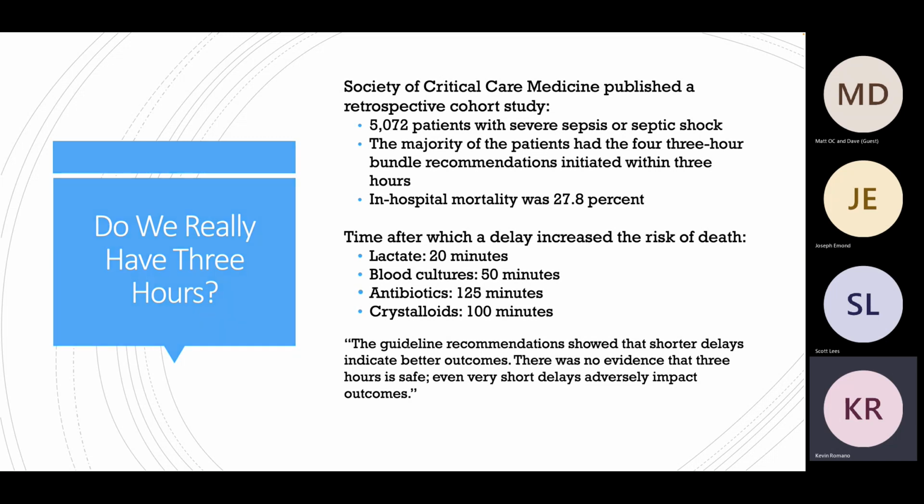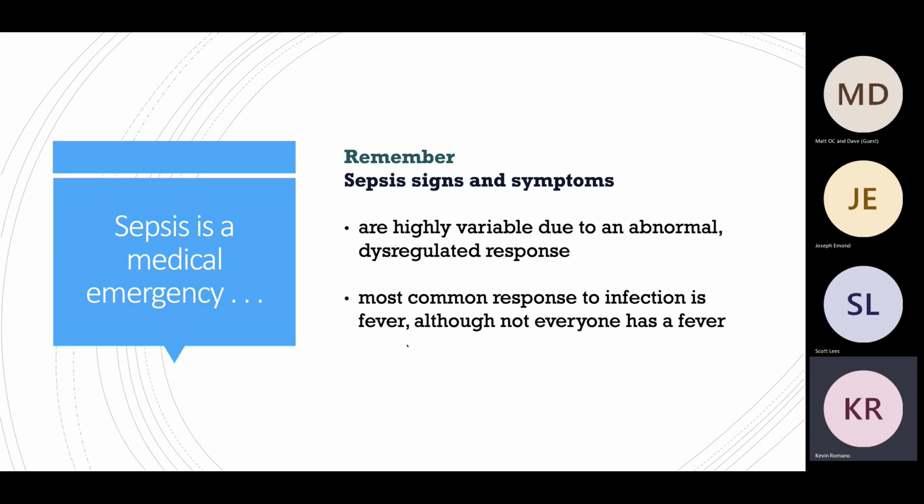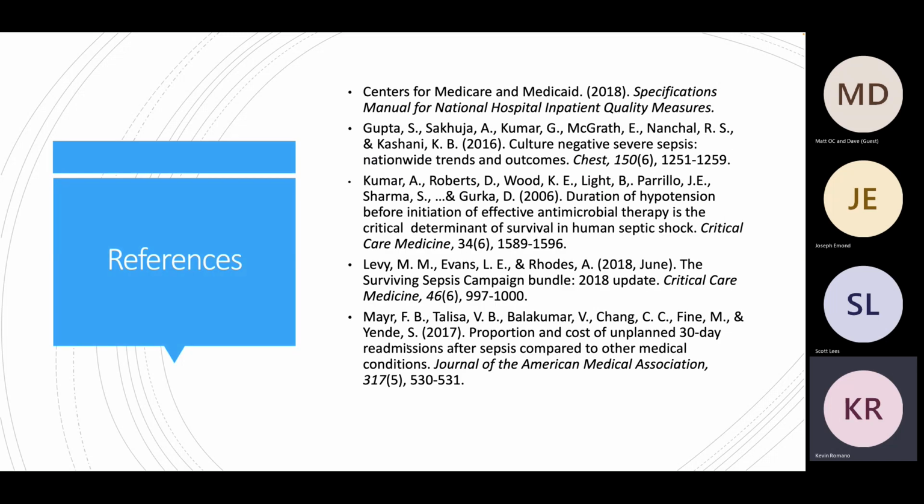All right, so things to think about. That's why it's so important. If you can get labs in the field and give them to the ER staff, they can send them right away. Okay, that's why it's important because the time frame just takes so long to get that to work in the ERs. All right, so remember that signs and symptoms of sepsis are highly variable due to abnormal dysregulated response. And the most common response to infection is fever, although not everybody has one. Even with uroseptic patients, they may not have a fever and still have an infection. They may just have altered mental status.